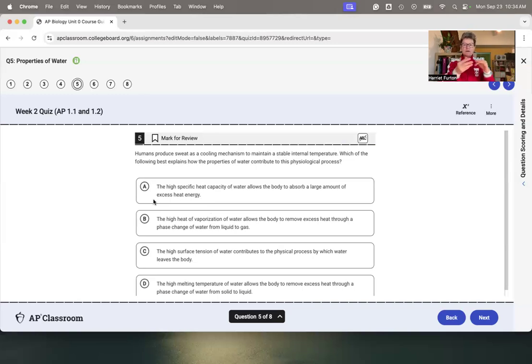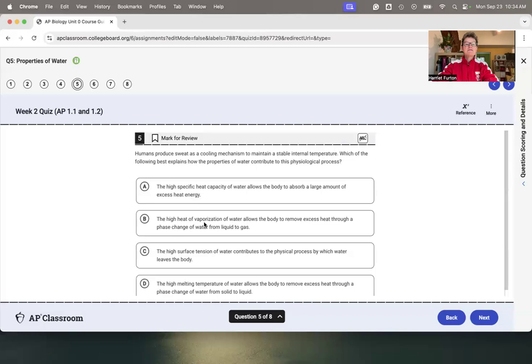To break the hydrogen bonds between the molecules in the liquid? Well, your body, my body, will provide the energy for that in a form, the kinetic energy for the particles. The high specific heat capacity of water allows the body to absorb a large amount of excess heat energy. That's not the point of the sweat. The point of the sweat is to evaporate from the surface of the body, and take away heat from the body. So A is not correct.